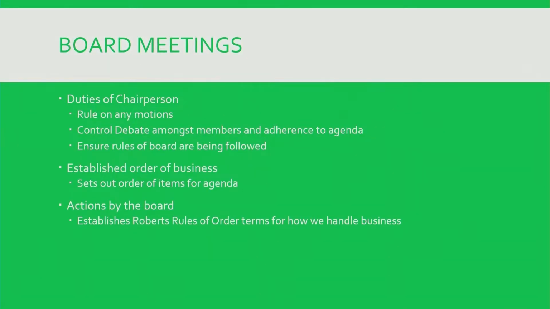The board meeting section sets out the duties of the chairperson, largely to rule on any motions, control the debate amongst members, adherence to the agenda, ensure the rules are being followed, so keeping us on agenda moving forward, and making sure that everyone is conducting themselves in accordance with the rules. Board meeting section also sets out the established order of business, so the idea is we have a flow to our agenda that we would like to see continue. So it sets out what the preferences for that agenda.